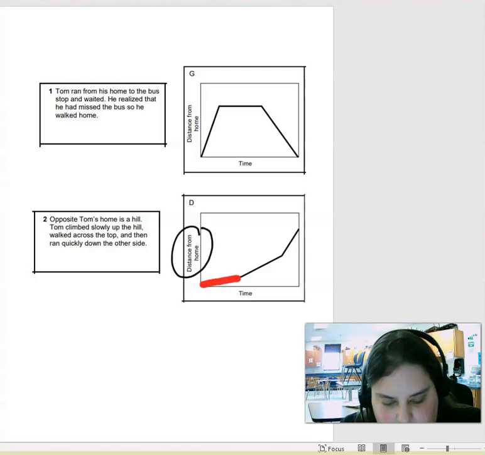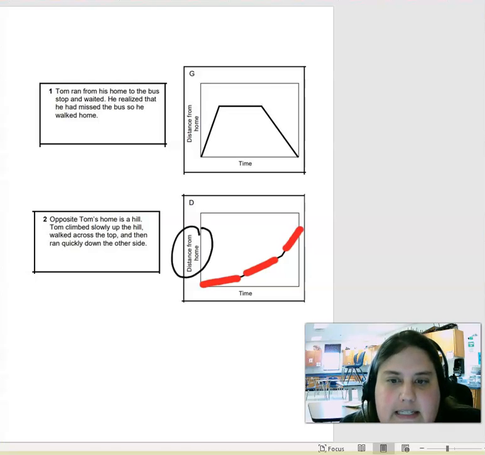Then this line right here represents that he has some constant speed, but he's picked up his pace a little bit because he's walking across the top. And then again, this line right here is representing constant speed, but he's going much quicker down the other side of the mountain. Okay, the reason that it doesn't come back down is because it's distance away from home. He's still moving away from home, even though he's coming back down the mountain. Okay, so that's why it's going to continue to go up.